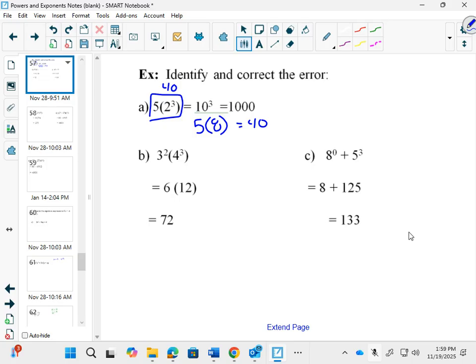576. Should be 576. What did they do? They did their exponents wrong, right? 3 squared is 9. 4 cubed is 64. You see, I think they did 4 times 3 and 3 times 2.